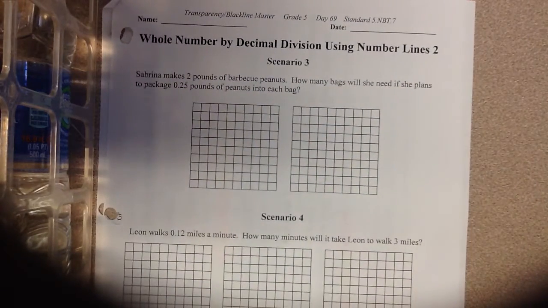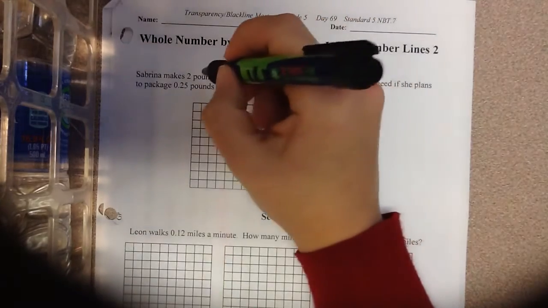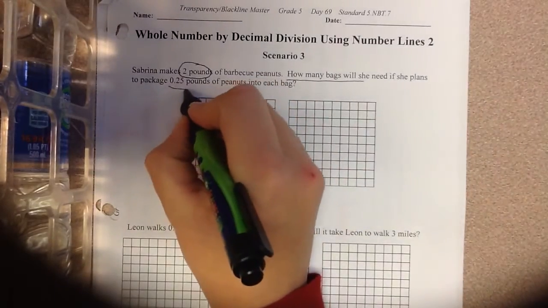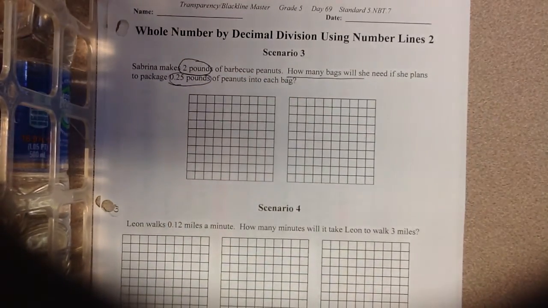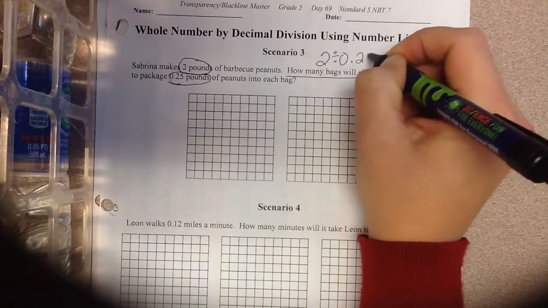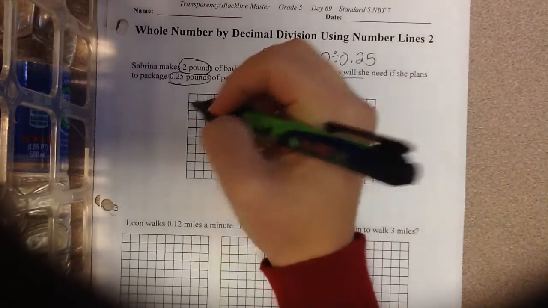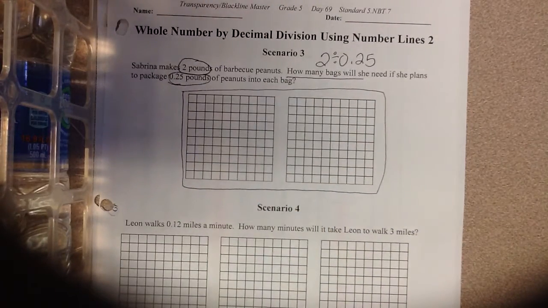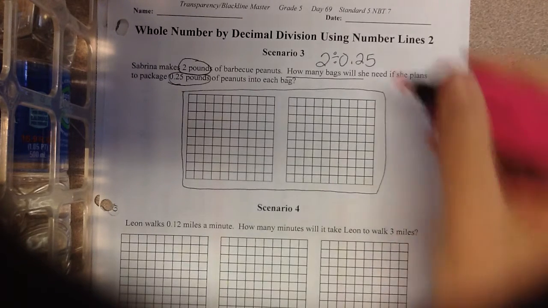I'm going to flip over. So we're going to practice, again, what we did yesterday. So this time, Sabrina has 2 pounds of barbecue peanuts. How many bags will she need if she plans to put 2.500 pounds into each bag? So my total is 2, and I'm putting 2.500 into each bag. So I'm going to outline what I'm starting with. I could estimate and figure out this answer because I know quarters. Not really changing the problem if I estimate. So I'm going to get my highlighter and I'm going to color in 2.500.